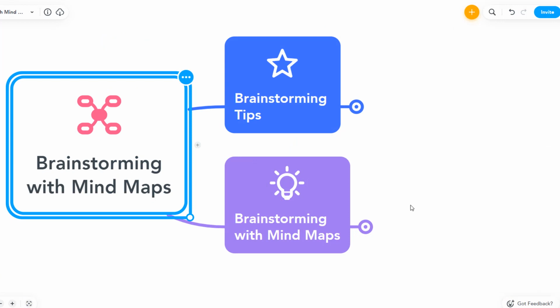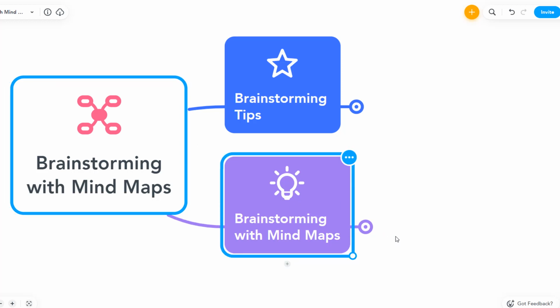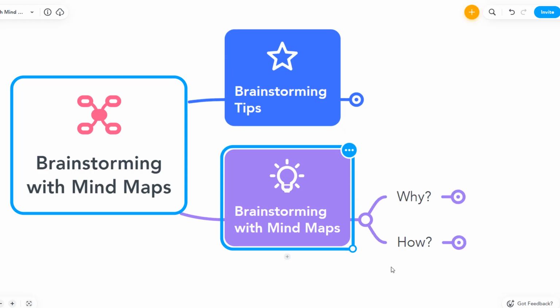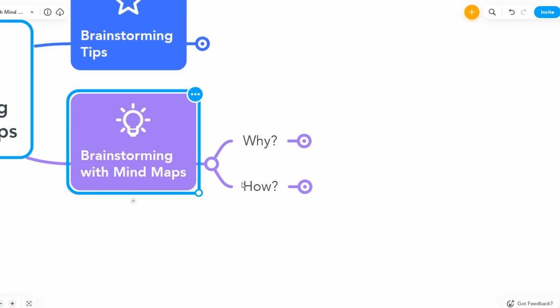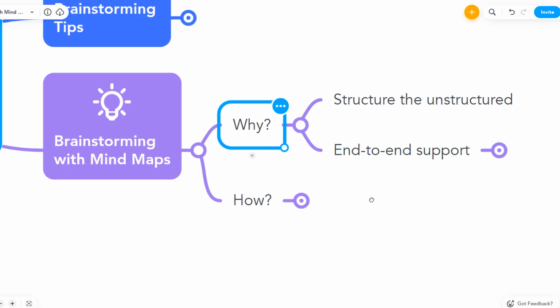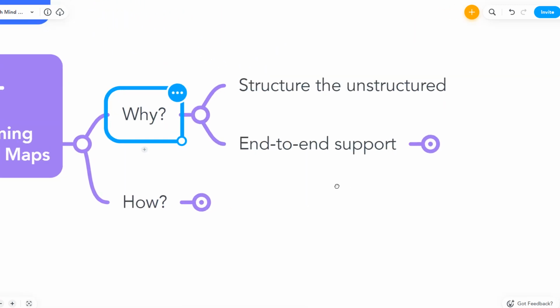So, there are a few tips for running brainstorming sessions in general, but now let's look at how mind mapping software like MindMeister can be practically used in order to support and enable better quality brainstorming. The core power of mind mapping in a brainstorming session is to help you create a well-structured view of the unstructured ideas that you are hoping may emerge.